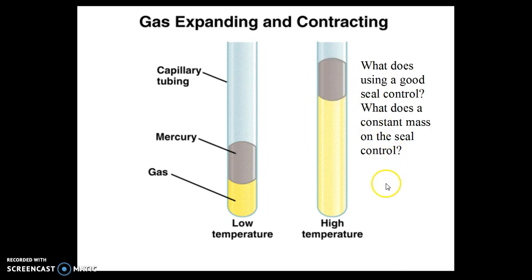If you think about it, the good seal keeps the amount of gas the same, whether at low or high temperature. And if the mass doesn't change, then the pressure isn't going to change. So we have kept the number of moles and the pressure constant in this. We find as the temperature increases, the volume increases, and it does so linearly.